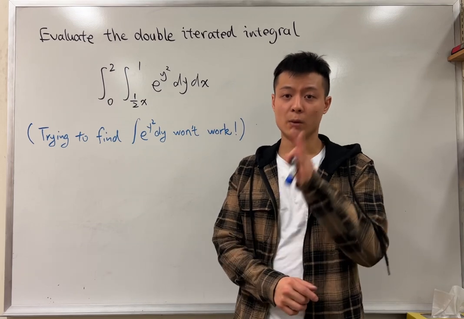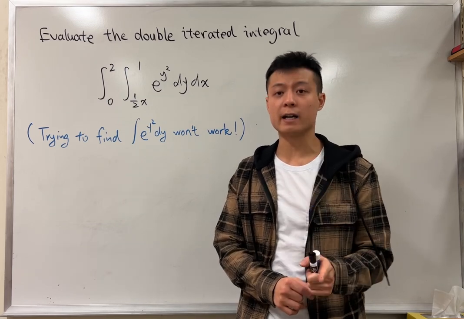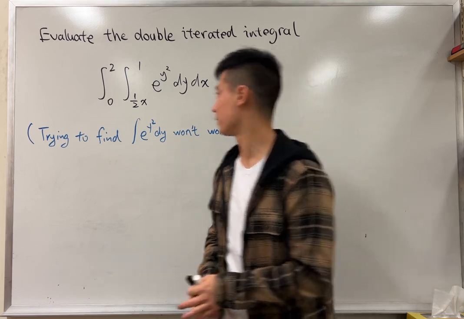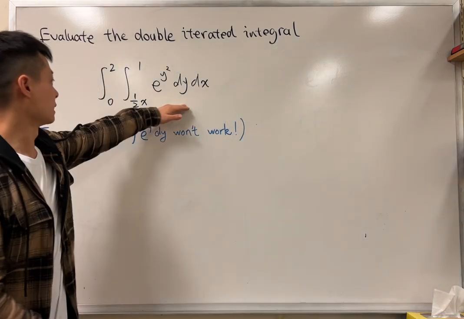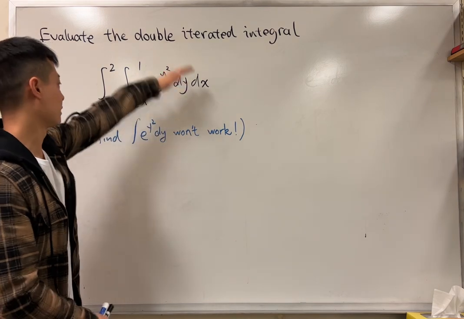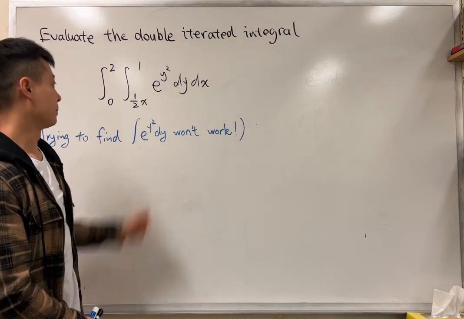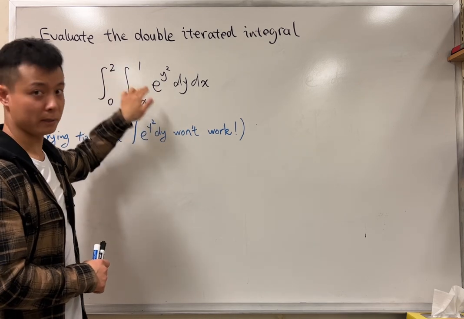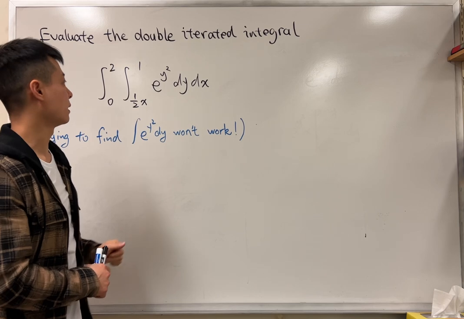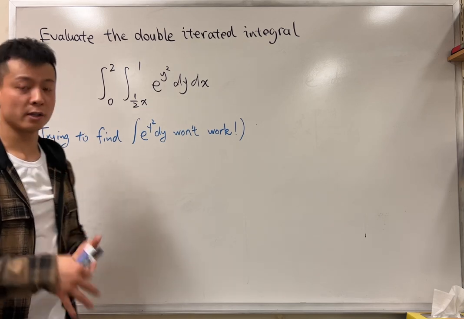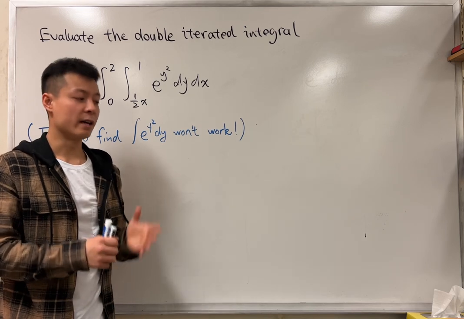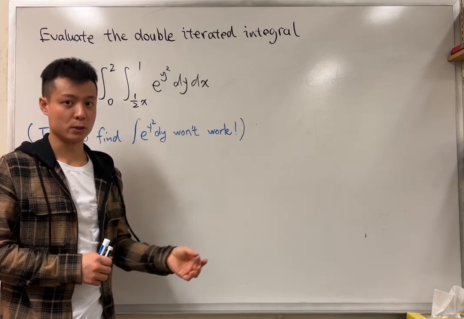Hey guys, we know that when it comes to evaluating a double iterated integral, we usually follow this order: evaluate the inside integral first and then the outside afterward. But at first glance of this question, the function being integrated is e raised to the power y squared, which is something called the Gaussian function, whose antiderivative cannot be expressed as an elementary function.